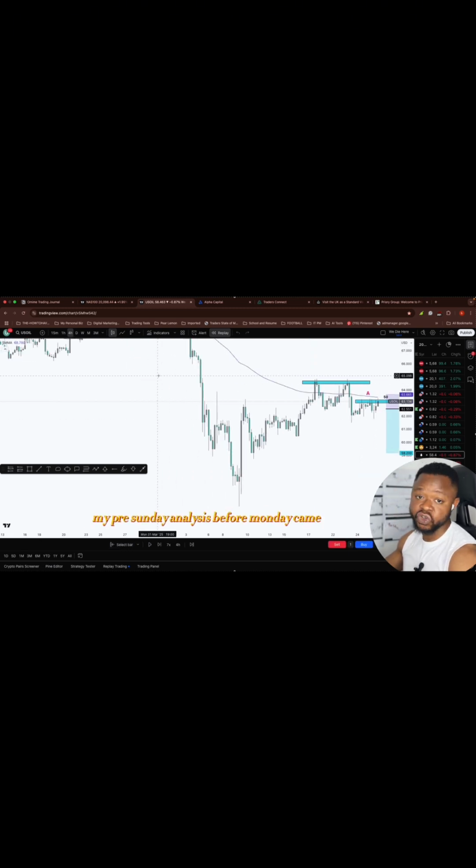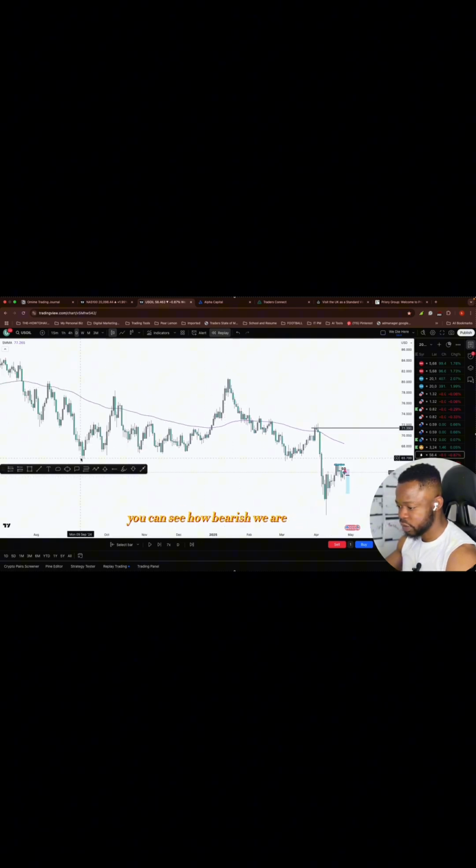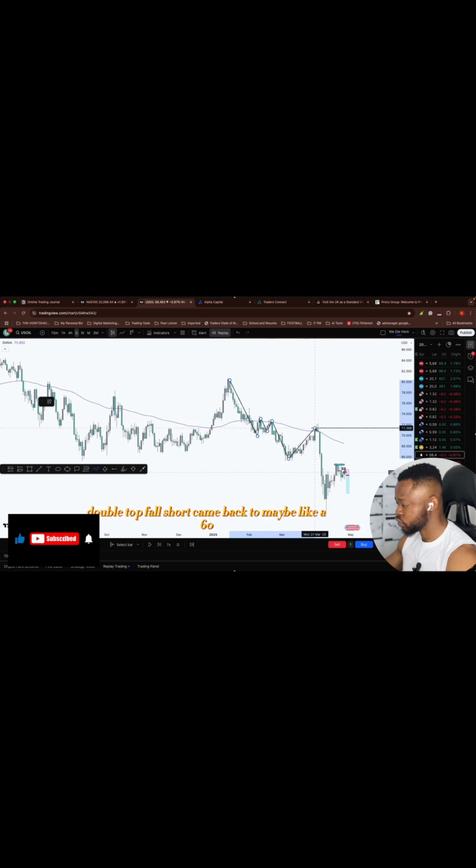So this would be my pre-Sunday analysis before Monday came and I was able to execute. So you can see here that we are in a downtrend. You can see how bearish we are. So price has been bearish this way: double top, fell short, came back to maybe like the 60, 70 extension, then all to the bottom.